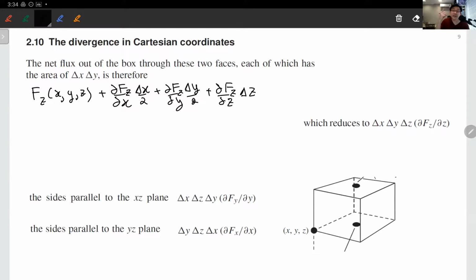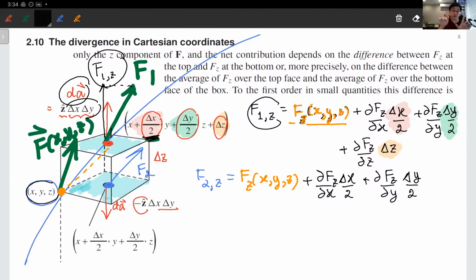This is the function at the top of the box. I multiply by the surface, delta x, delta y. The whole thing just for this. Wow, it takes us like half an hour. Okay, that is just the flux on the top portion of the box.